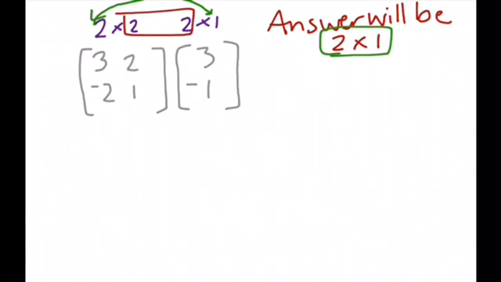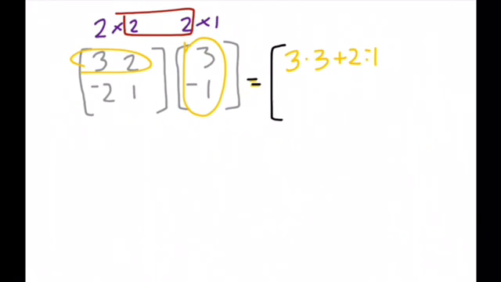And then the answer will be determined by the two outside dimensions, this 2 and this 1. That tells us what our answer is going to look like. So that's helpful when we go to find our answer. So we can go ahead and multiply these. And so the way that you do that is you are going to multiply the first row by the first column, and we're going to multiply them and add together.